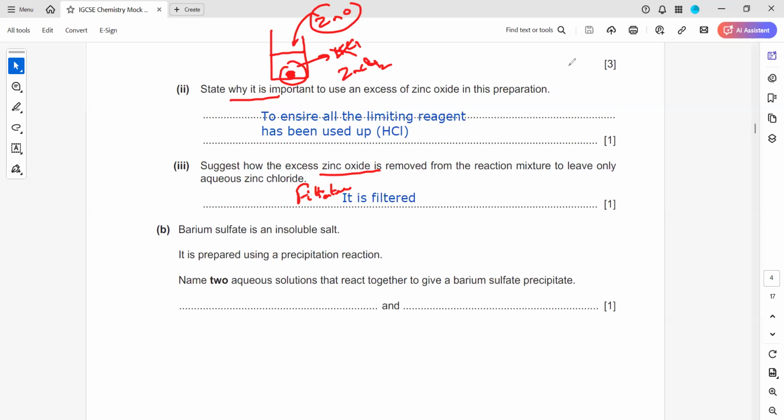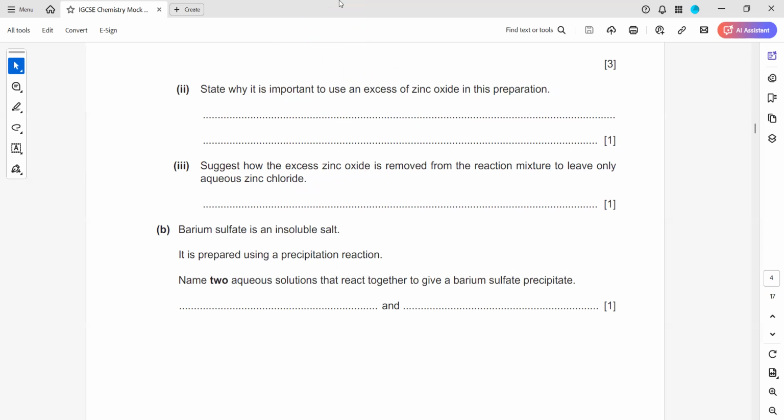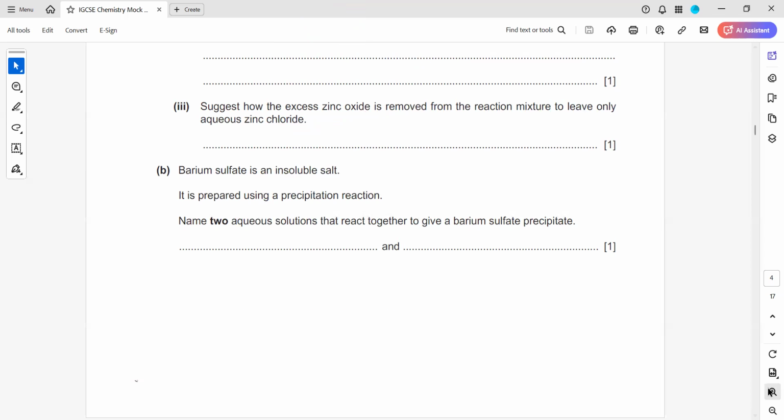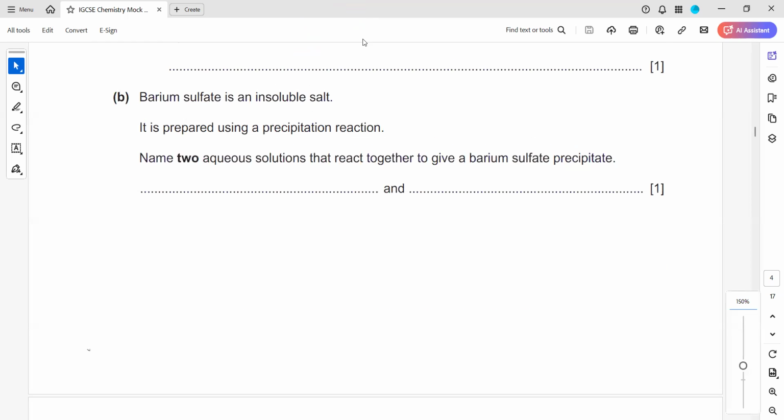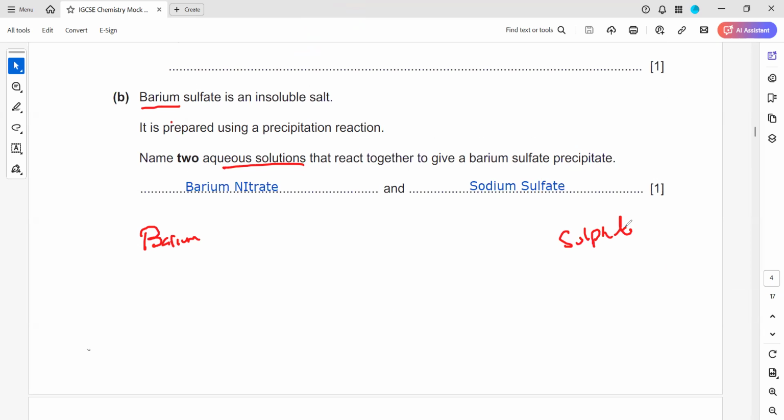Next, we have barium sulfate, an insoluble salt. Barium sulfate is an insoluble salt, so it is prepared using a precipitation reaction with aqueous solutions. For one salt we need barium, and for the other we need a sulfate. So why can't we write acid? You can write sulfuric acid as well.